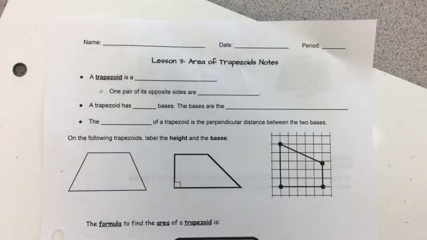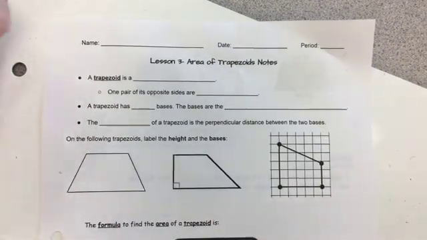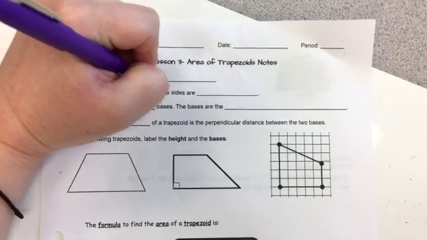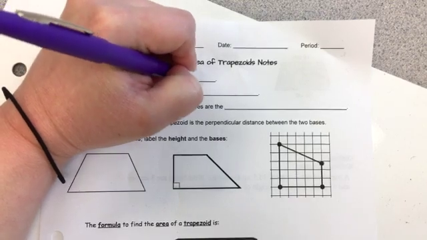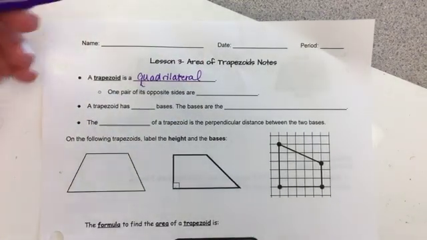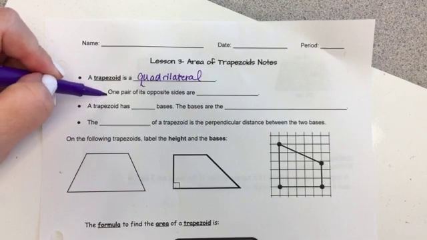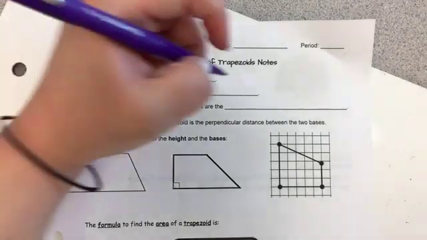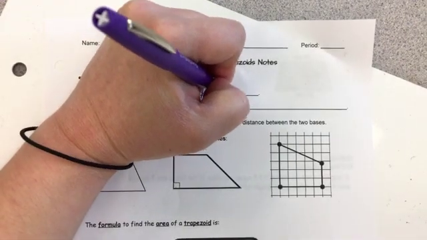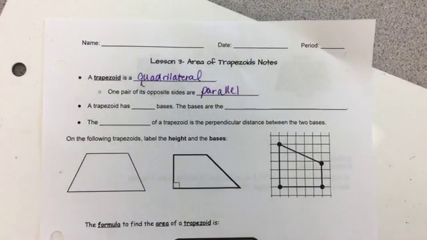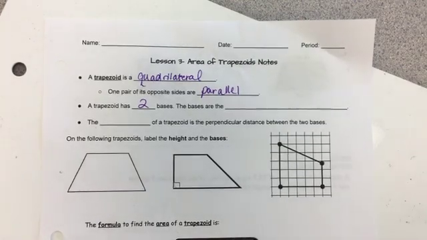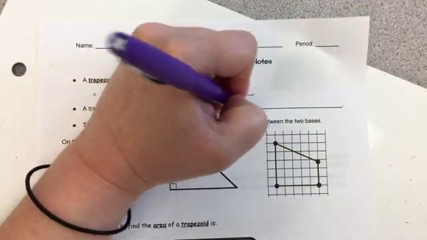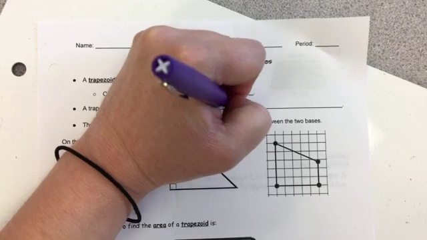Welcome to lesson 3 on area of trapezoids. So today we're going to be talking about a trapezoid, and a trapezoid is just a quadrilateral. This is a quadrilateral that has one pair of its opposite sides that are parallel. A trapezoid has two bases, and the bases are the parallel lines.